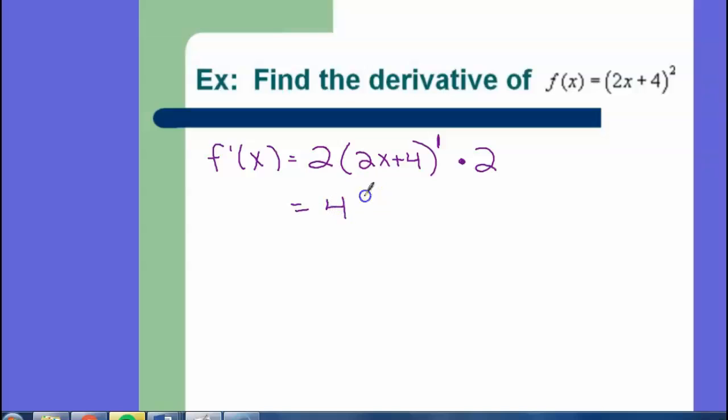So you get 4, 2x plus 4. But again, can I distribute that because that's a power of 1? So we like our answers to be as neat as possible. So we get 8x plus 16.